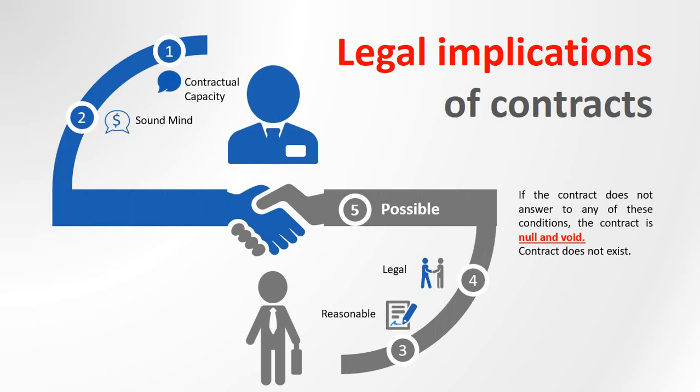The first one is that the people who are entering into this contract must be legally allowed to do so. So, we talk about something known as contractual capacity. The legal age at which one can enter into contracts in South Africa is 18 years. So, you must be 18 years or older to enter into those contracts.